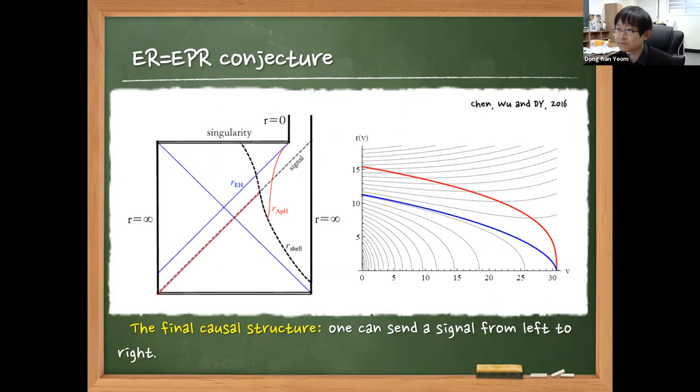So this is a numerical confirmation. And in the final causal structure, one can send a signal from left to right side. And this may look like a counterexample of the ER=EPR conjecture.